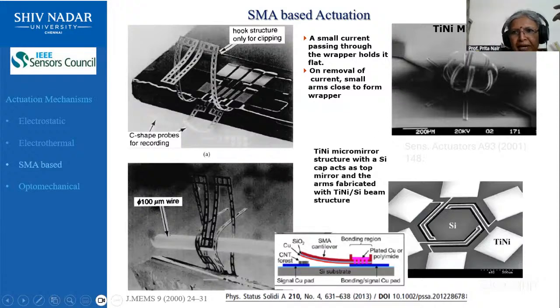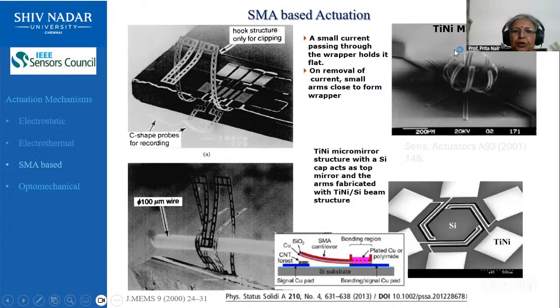Those of you who may have studied in your initial years in engineering, these are shape memory alloys. So it's basically titanium nickel combinations which are used. And when they undergo a phase change and therefore a structural change also, the dimensions change when it is heated. So this is showing how a small current passing through the wrapper holds it flat, but when you remove the current, it actually closes to form a kind of a wrapper. That's on the extreme right.